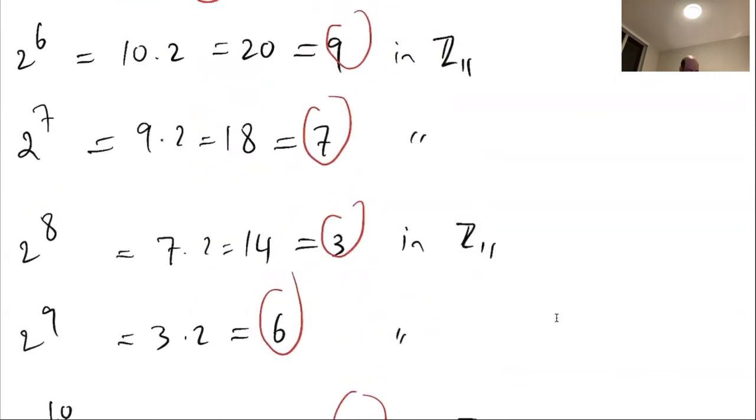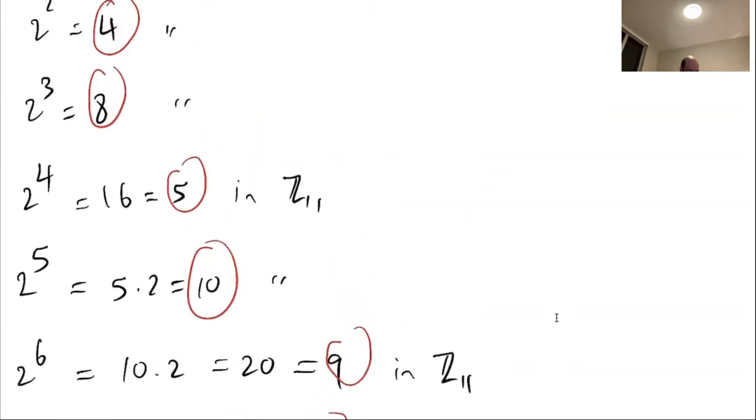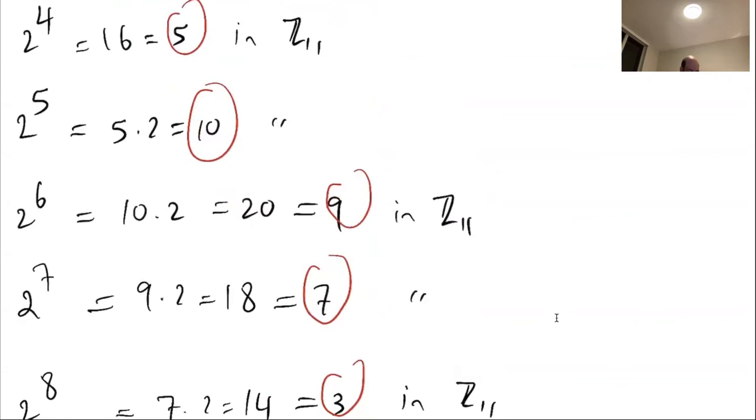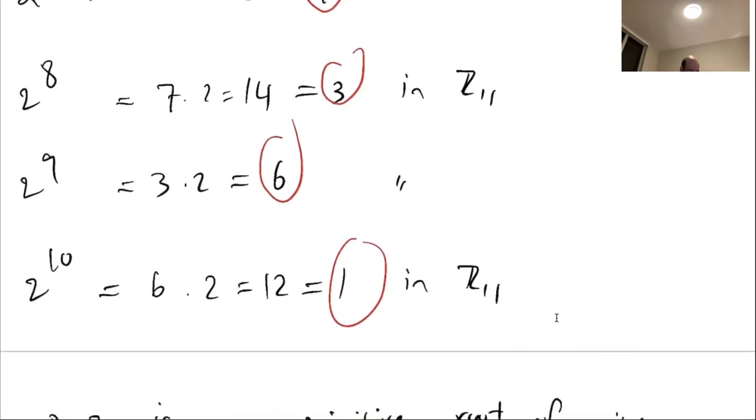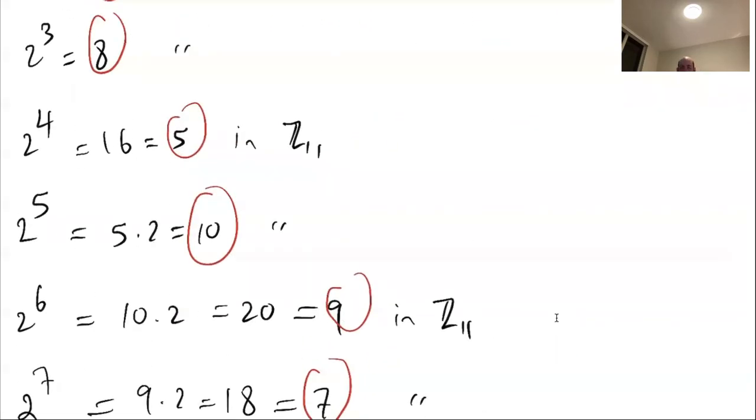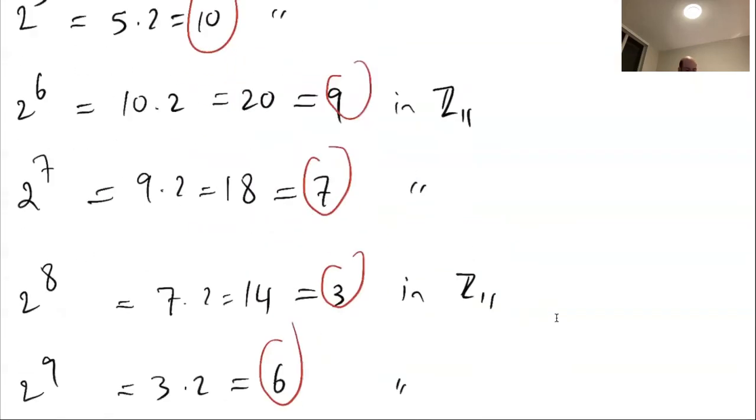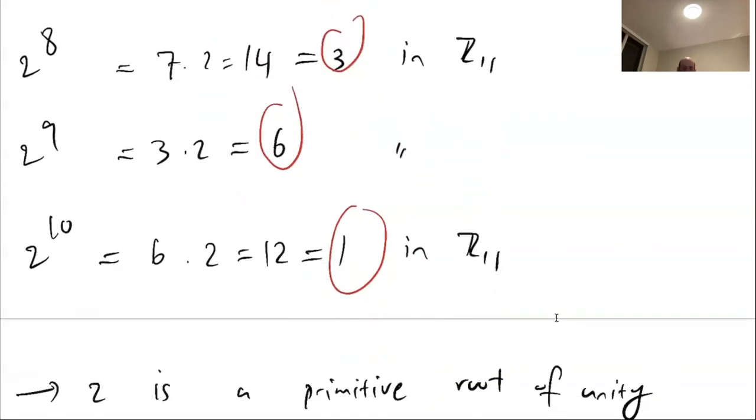7 is 2 to power 7. 8 is 2 to power 3. 9 is 2 to power 6. And 10 is 2 to power 5. So all elements in Z11. Z11 means what? Means 0, 1, all the way to 10. So every element in Z11 except 0, which means 1 to 10, can be written as a power of 2. So this is an example of the important feature which we proved in general.